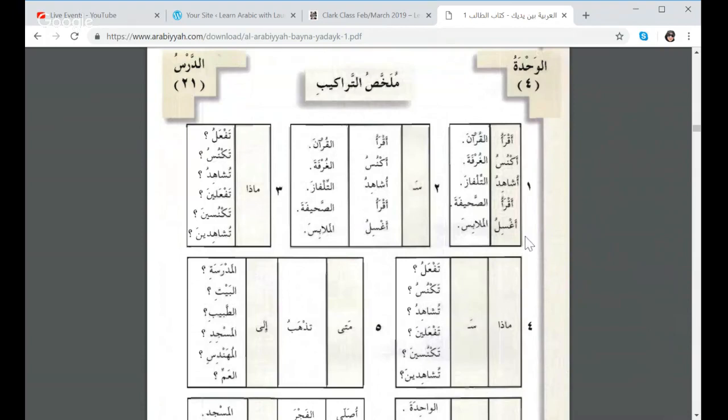Aghsilu al-malabisa. Boy, I wish I had paid attention when Kim was talking a minute ago. That is, I wash the dishes. Not the dishes. Al-malabisa. I wash the clothes. Very good. Okay, Kim, the next box. This time you have three lines. You're going to add a sa in front of each of these verbs to make them future tense. So start with the sa, and then add it to the verb, and then add the third column.